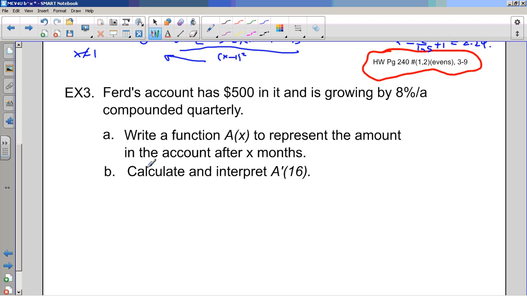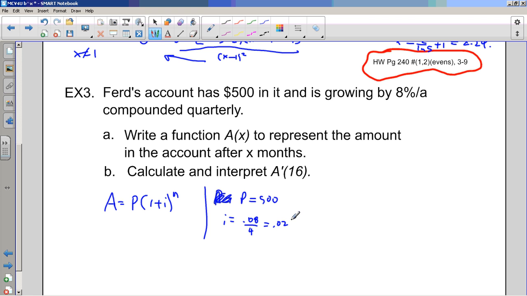But anyway, write a function to represent the amount in the account after x months. Really, it's just this finance formula from grade 11. We need to fancy it up a little bit. What do we got? P is 500. And the interest rate is 8% compounded quarterly. So that means I divide the interest rate by 4.